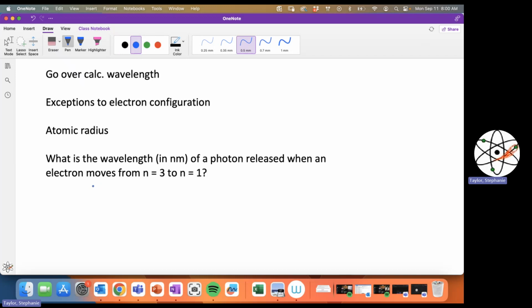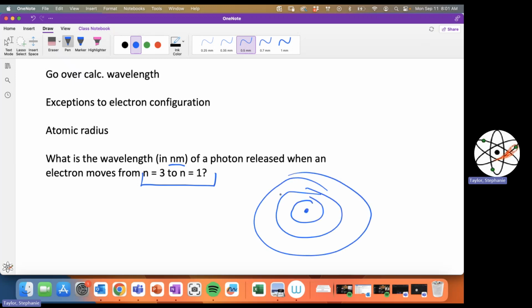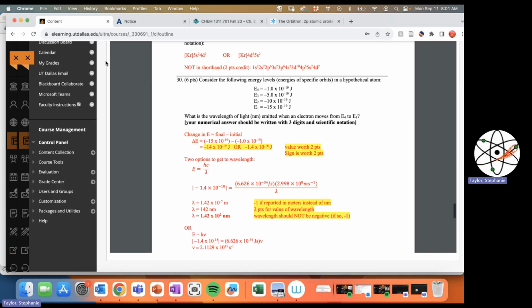So first of all, we are going to get to nanometers, but the only numbers we're given are n equals 3 to n equals 1. So I do like to think through the fact that this is n equals 3, and we're starting here, and we're moving down to n equals 1, and that's where we're landing. So that means that n equals 3 is going to be my initial, and n equals 1 is going to be my final. Now, I'm going to use your potentially useful information page.